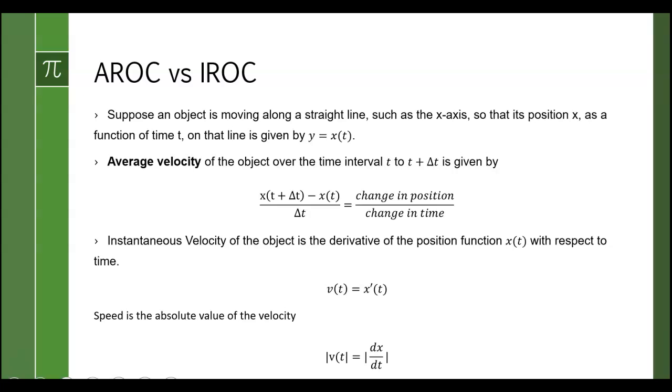Instantaneous velocity is the derivative at a particular time. So in that last example, we found the instantaneous velocity at time t equals 6. We only knew what the particle was doing at that particular moment in time.